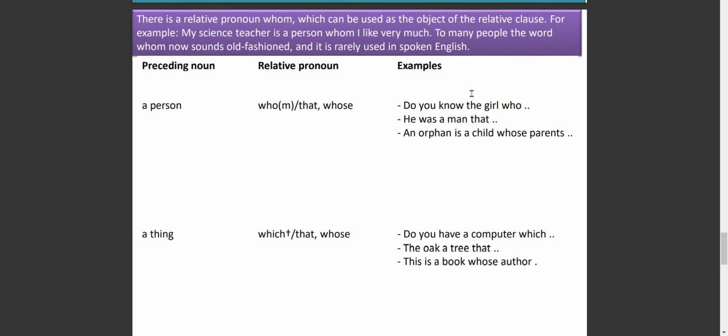I think which, that, whose. Do you have a computer? Actually that. There's a book whose author. Right?